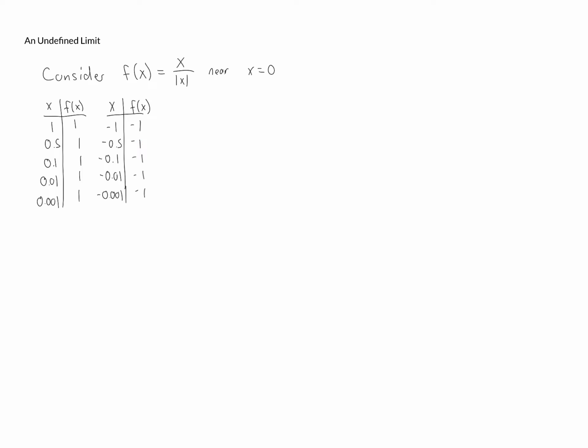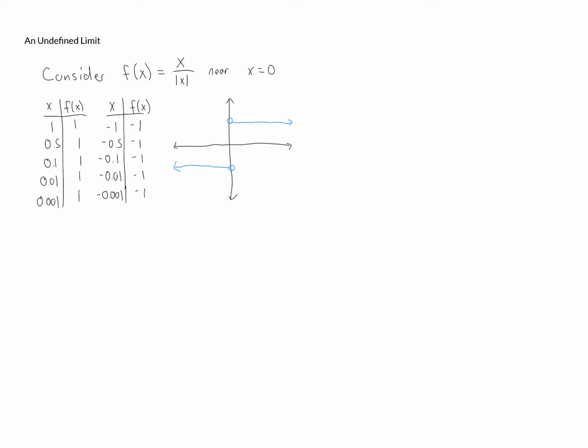So in essence, we can draw a quick sketch of what the graph of this function looks like. For all of the positive values of x, this function is equal to 1. It's undefined at 0, because we can't divide by 0. And then for all the negative values, the function's equal to negative 1. So this is what the graph of this function looks like.